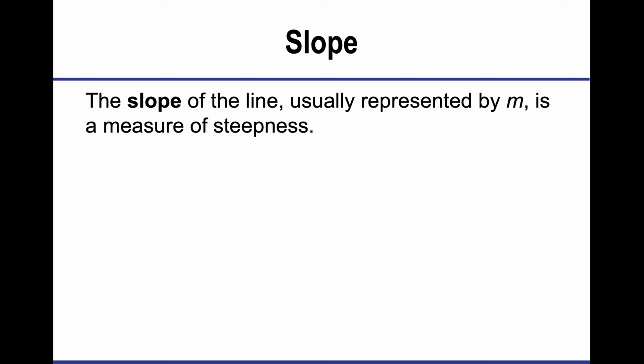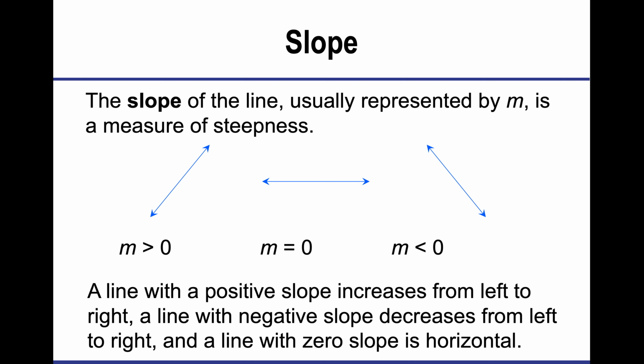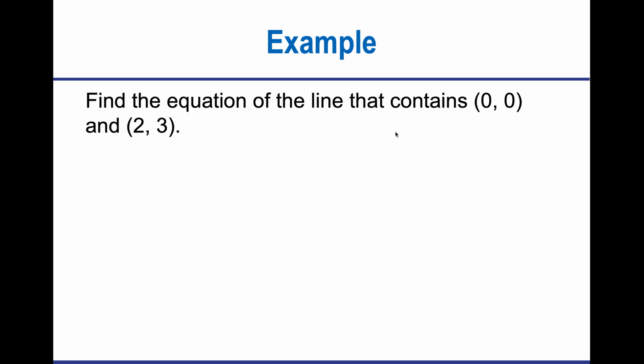The slope of the line, which you probably heard a lot in the past, is represented by the letter m, and it's a measure of steepness. If the slope is positive, it looks like this figure over here on the left. If it's 0, it's going to be a flat line, and if it's going to be negative, it's going to be this line over here on the right.